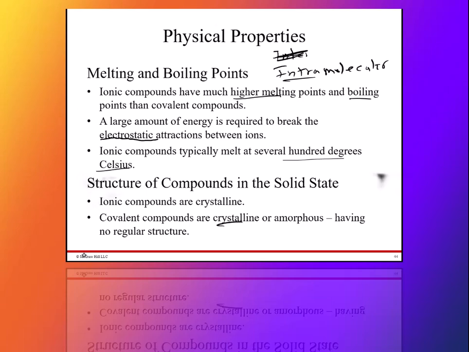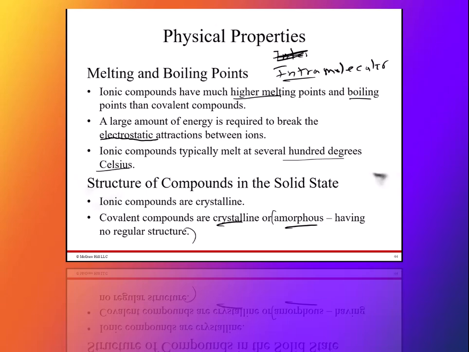Covalent compounds can be crystalline or amorphous. Amorphous means no regular structure. So let me give you an example of something amorphous. Sulfur, if you've ever seen sulfur powder, it's a yellow powder. And if you're taking the lab, you can ask the professor to show you an example of that. Glass is amorphous. So your glass windows, they're not crystal. Your glass windows are silicon dioxides, and they're arranged in a non-repeating pattern, and so that's called amorphous, no regular structure.